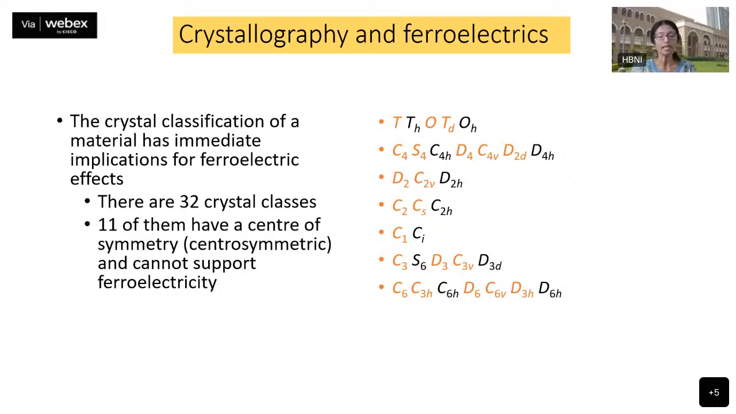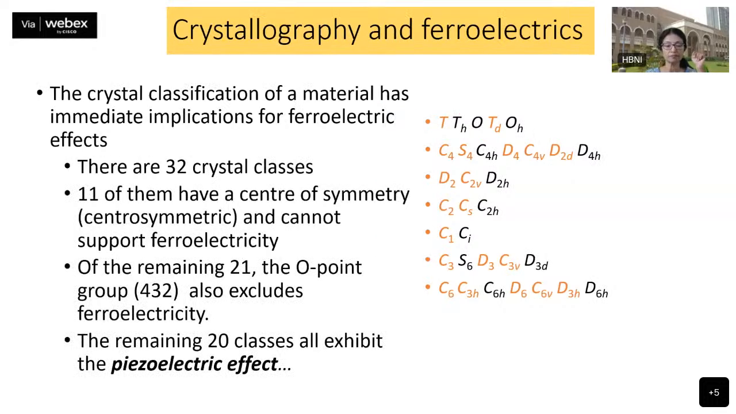Now 11 of them have a center of symmetry. So this TH, OH, C4H, D4H, D2H, C2H, Ci, S6, D3D, C6H, and D6H. All of them have a center of symmetry. And if they have a center of symmetry, then they cannot support ferroelectricity. So automatically, these particular crystal classes are eliminated. Whenever you have a material which belongs to these 11 crystal classes, you can say that these are not going to be your ferroelectric materials.